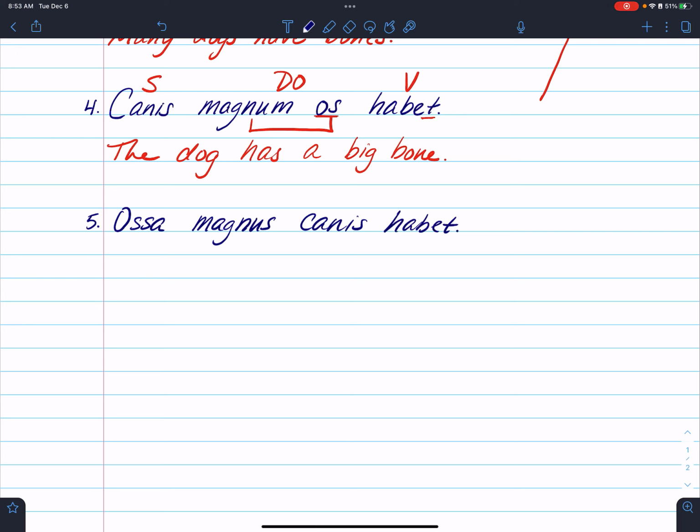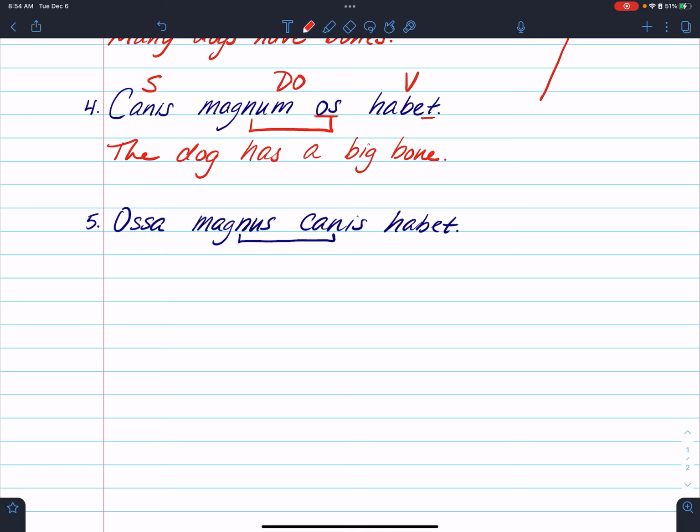Okay, number 5 is ossa magnus canis habet. Now, looking at magnus, what gender is it probably going to be? Masculine, good. So it's not going to go with ossa, right? It just can't. So what is it probably going to go with? Canis.